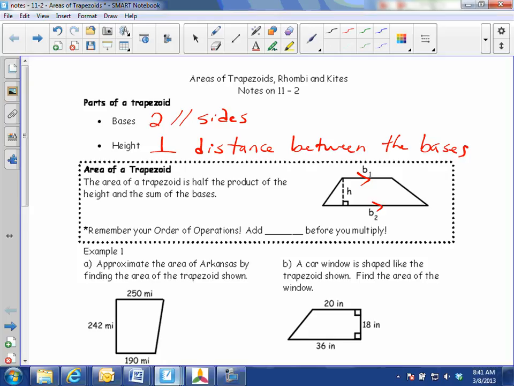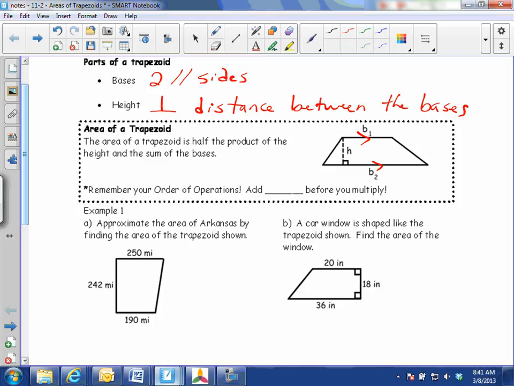Remember, the upside down T symbol means perpendicular. Means they have to make that right angle. Just like yesterday when we were talking about height, they made that right angle together. The height has to be perpendicular between both of the bases in our trapezoid.